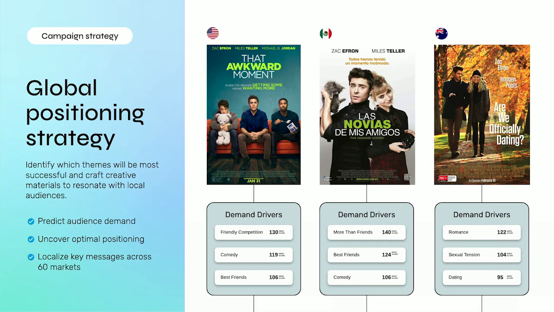And last, global positioning strategy. This is a key advantage, I think, for AI. If anybody here has been part of a global positioning study for a TV show or a film, or knows anything about that process, it's expensive and really time consuming. It can take weeks and months to do this.